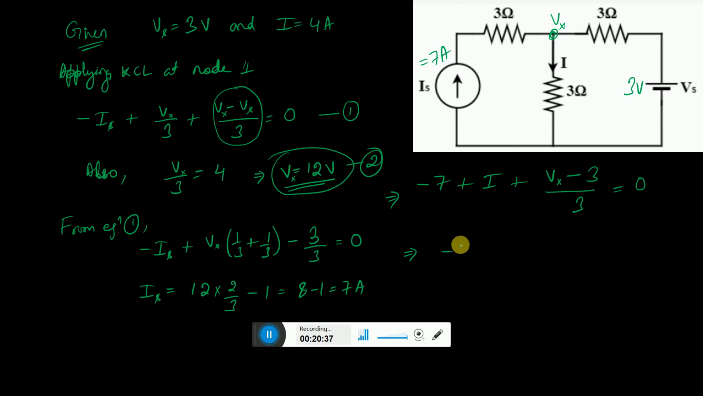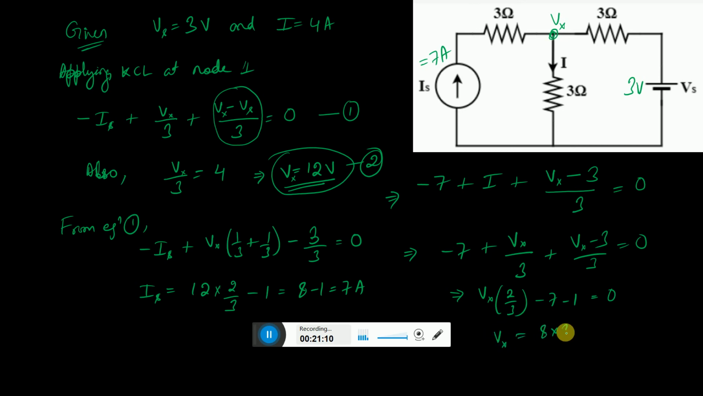So rather than that, let me take it like minus 7. Let me write here Vx by 3 plus Vx minus 3 by 3 is equal to 0. If I write like that, I can get the value of Vx again. In this way, if I solve, Vx 1 by 3 plus 1 by 3 is 2 by 3, and this term is minus 7 from here, and this term is minus 1 is equal to 0. Let us check. This is 8 into 3 by 2.